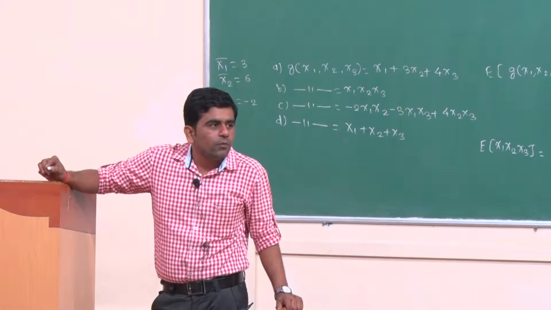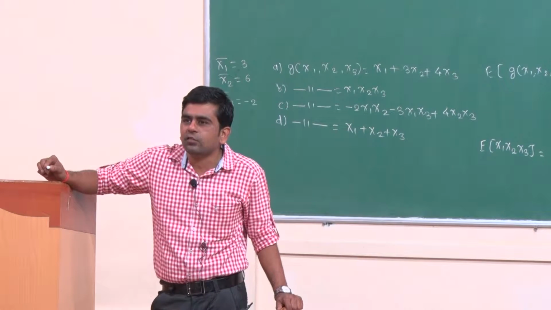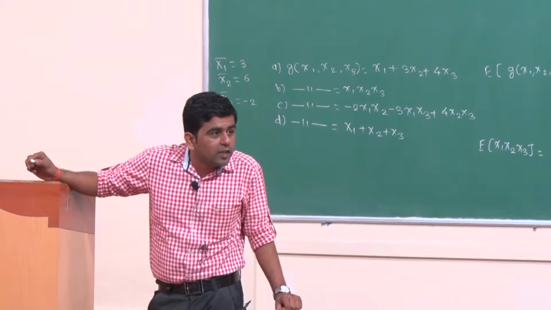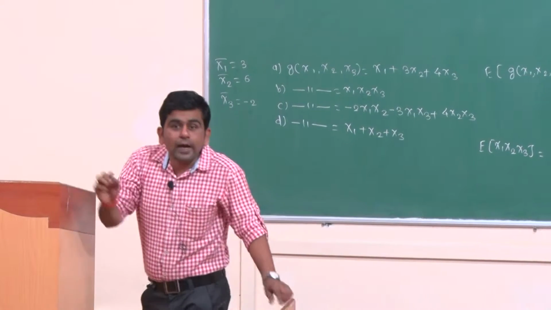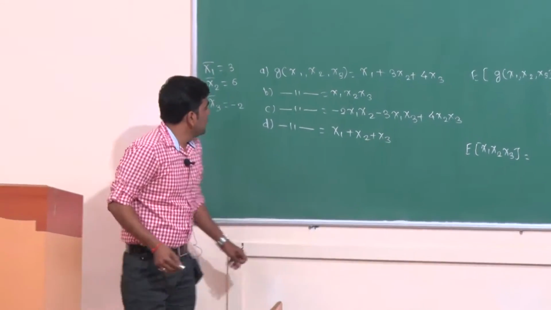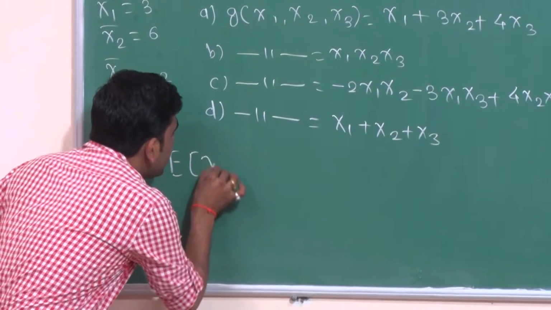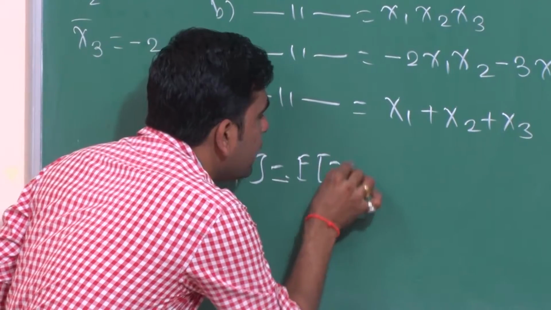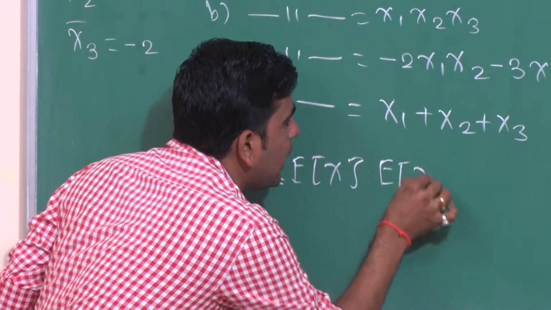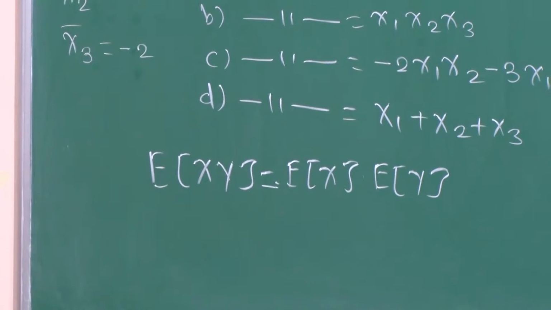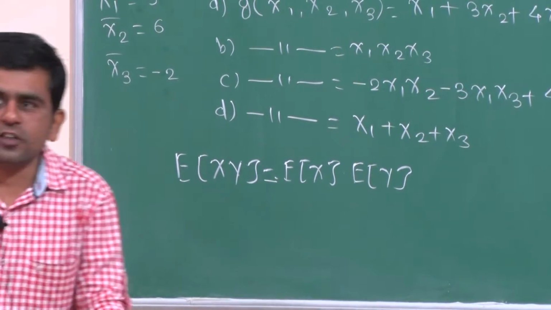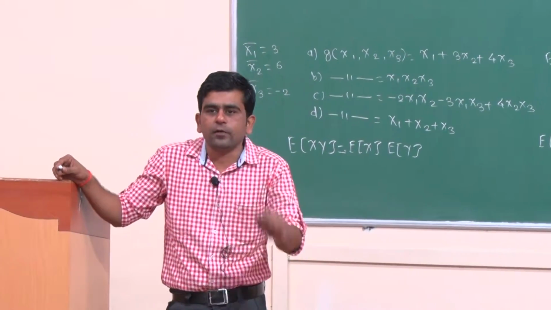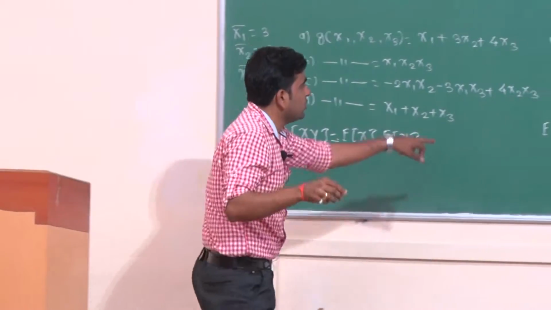Please read the problem. First statement is we are having the three random variables x1, x2, x3 which are statistically independent. What is the meaning of statistically independent? When two random variables x and y are statistically independent, then expected value of xy is equal to expected value of x into expected value of y. This is applicable for these three random variables.